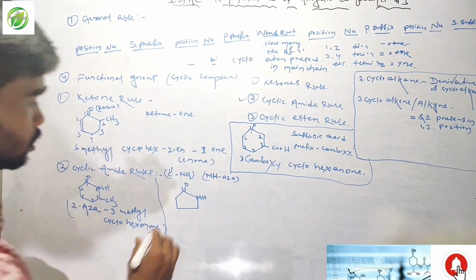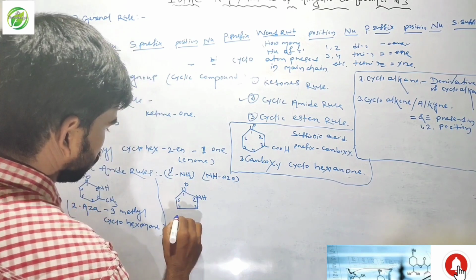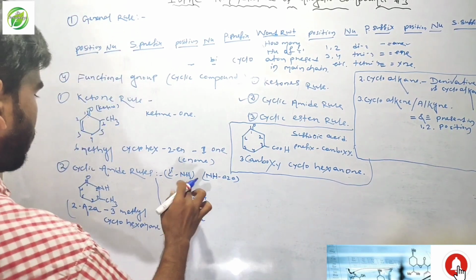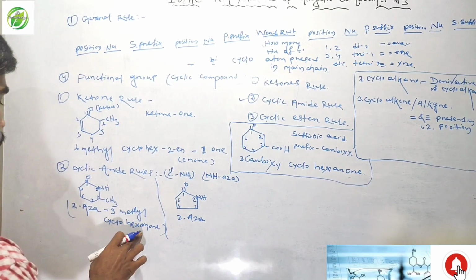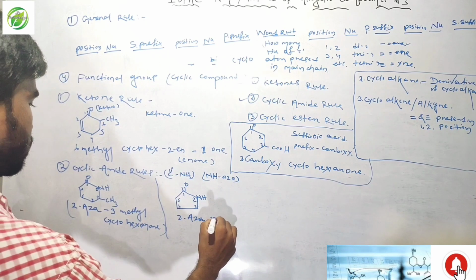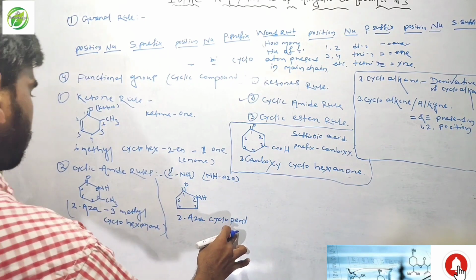Let's take another example. Friends, in this case, this is 1, 2, 3, 4, 5, second 2-aza, and this is 1, 2, 3, 4, 5. For 6 we use hex, for 5 we use pentanone.